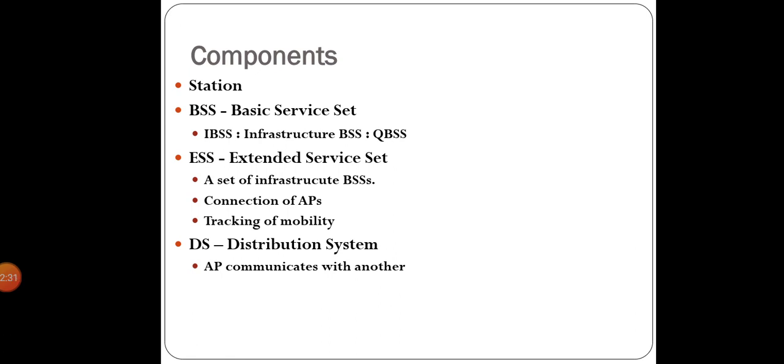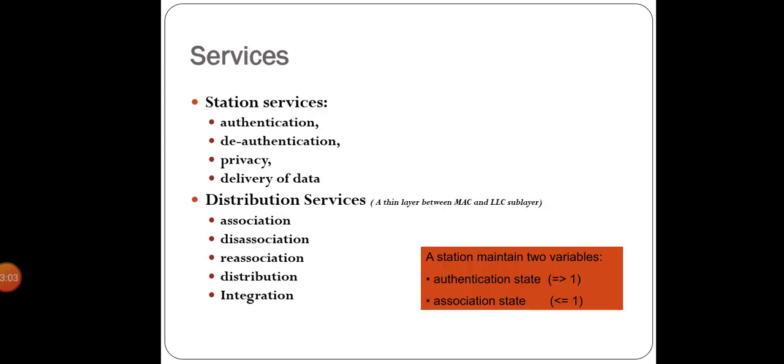Components. The components of IEEE 802.11 are: first one is station and the second one is BSS, that is basic service set, which has IBSS, infrastructure BSS, that is QBSS, and the third one is ESS, that is extended service set, which has a set of infrastructure BSS, a connection of APs and tracking of mobility, and the last one is DS, that is nothing but a distribution system which has APs that communicate with one another.